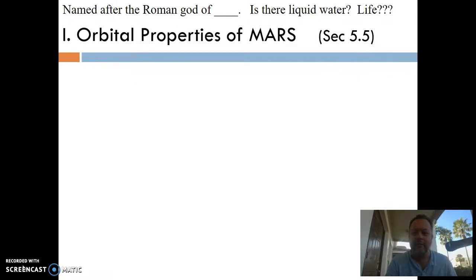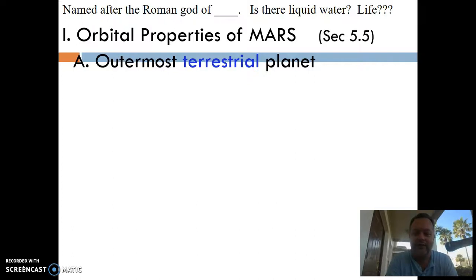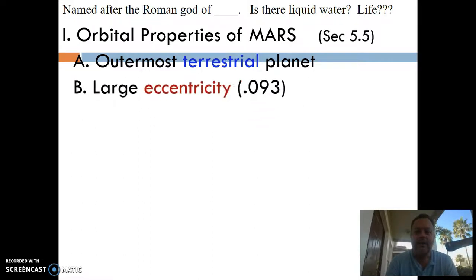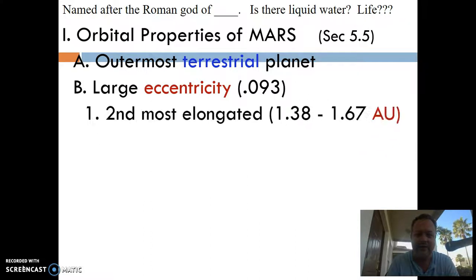All right, let's look at the big picture of Mars here. We've reached the final terrestrial planet, the last planet that you can walk on that has land. It has a larger eccentricity. In other words, its orbit is more oval than, let's say, Venus or Earth. Our orbit is much more circular. None of the orbits are actually circles. They're all ellipses. But Mars is particularly stretched out. So we say it has a large eccentricity, which we'll see in just a moment.